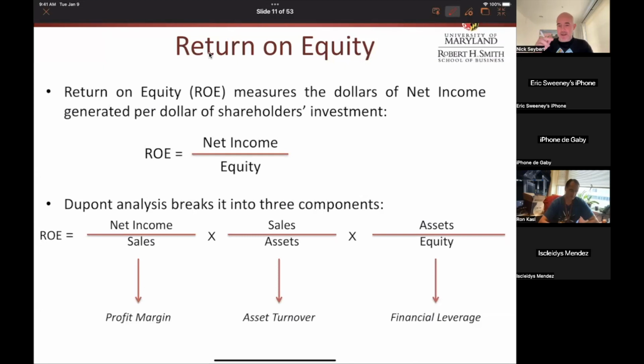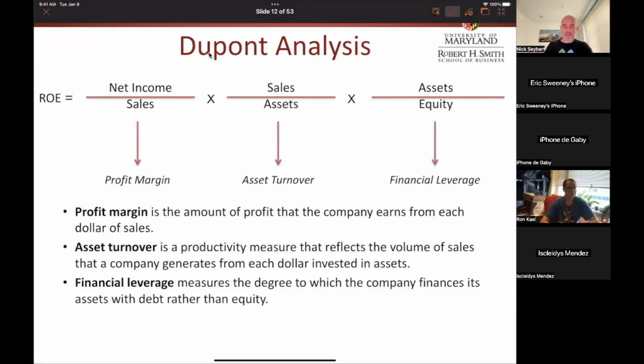Now you might say, but look, that's not debt over equity that I see there. That's assets over equity. We'll get to that in a minute. Trust me for now, it does measure the extent to which you use debt. So again, this is in words. We've already seen the first two. Leverage is the new one. It's the degree to which the company finances with debt rather than equity.